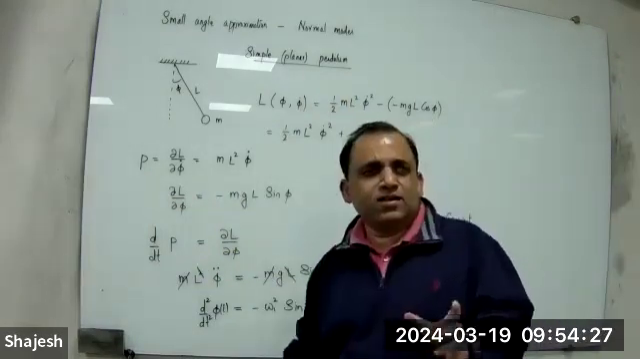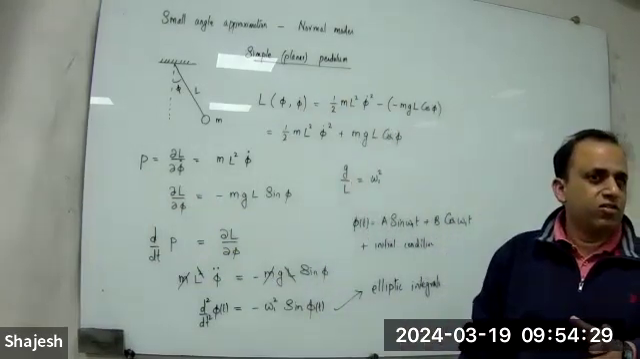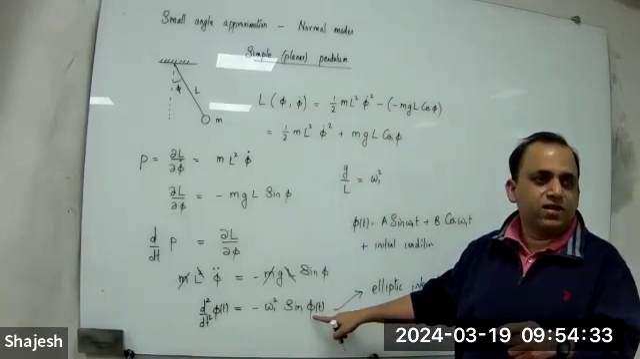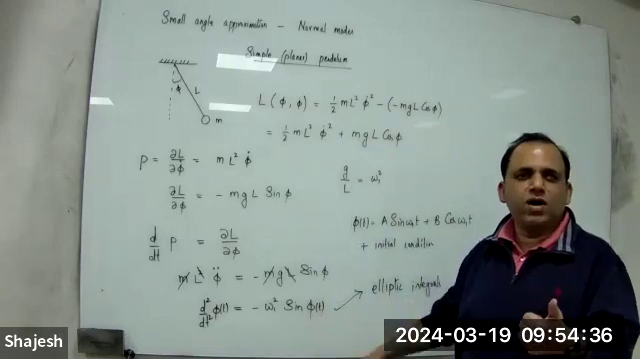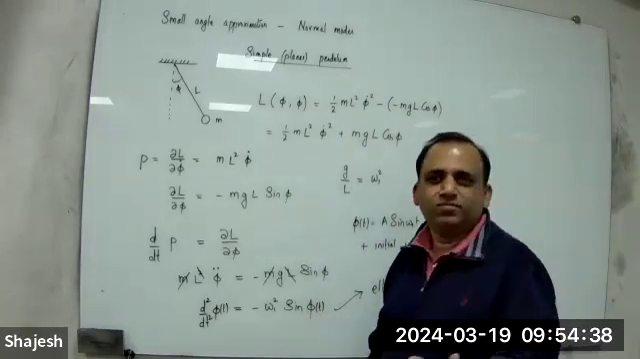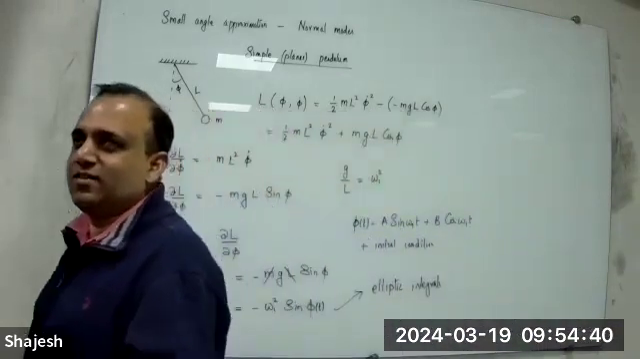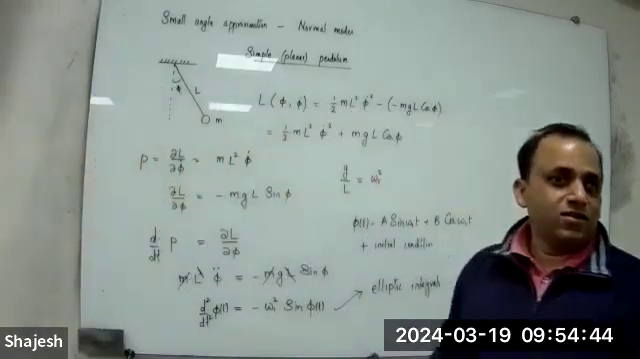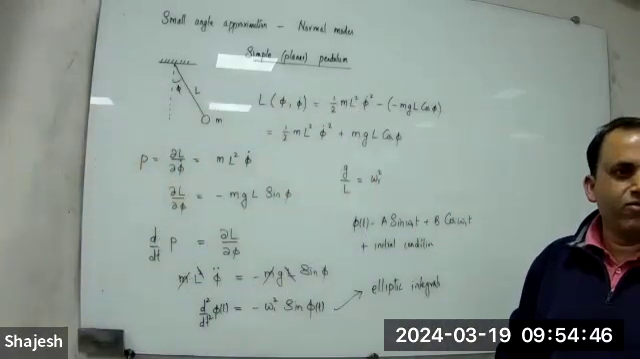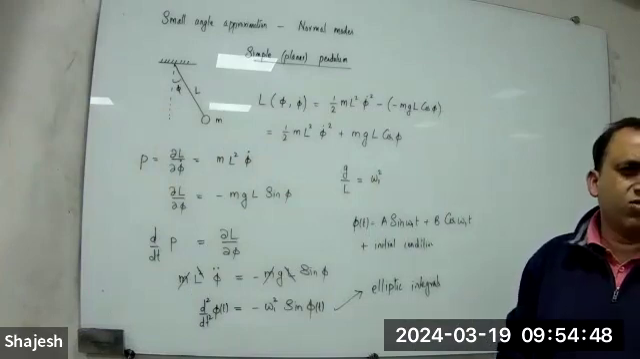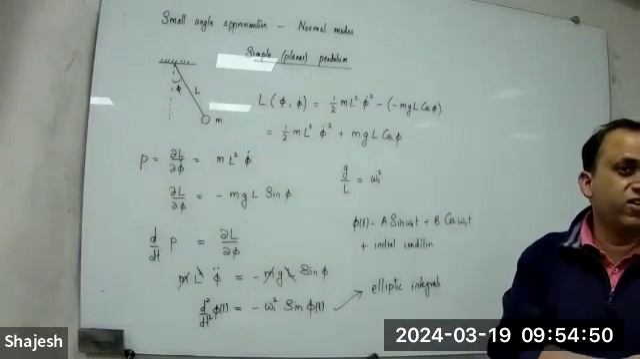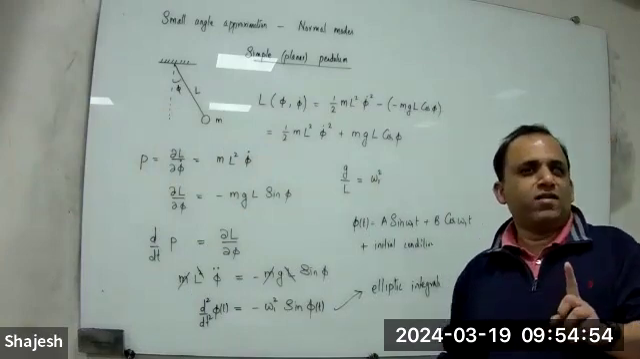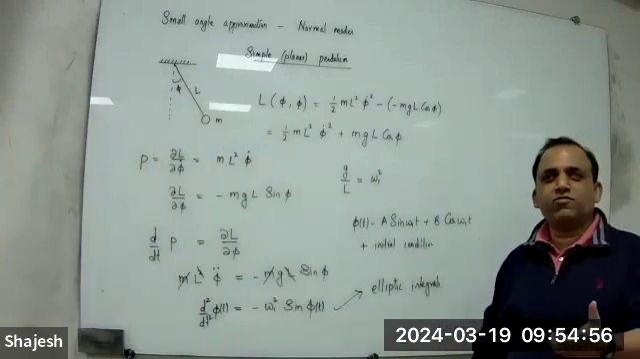Remember, pi is 180 degrees, so this angle phi is measured in radians. If you're in radians, pi radians is 180 degrees. So 1 radian will be how much? Approximately 180 by 3, so that's 60 degrees. More accurately, it is 57 degrees. So 1 radian is approximately 57 degrees.